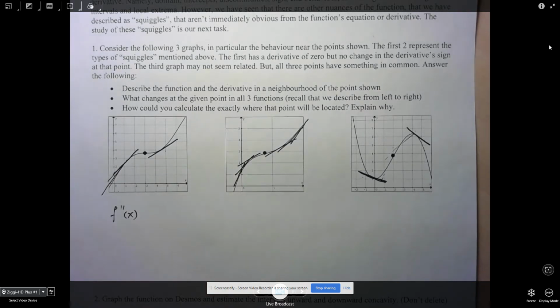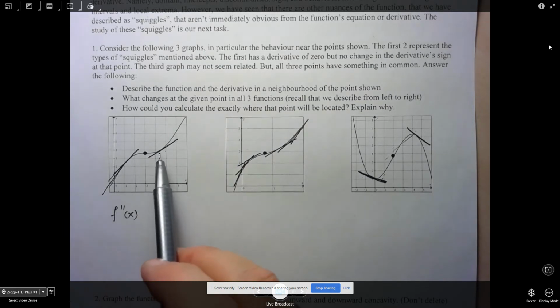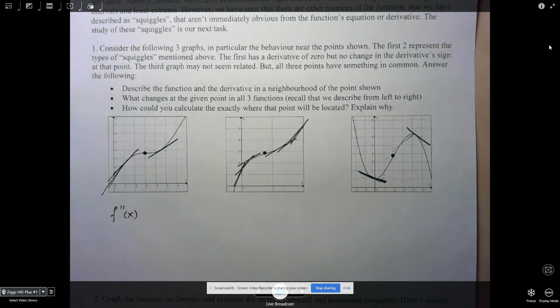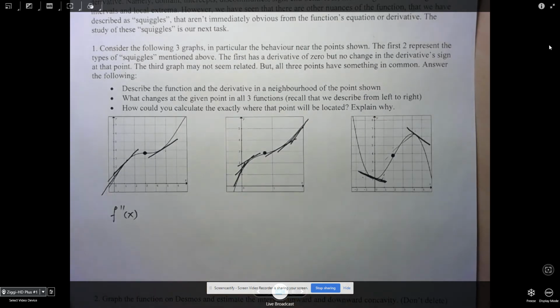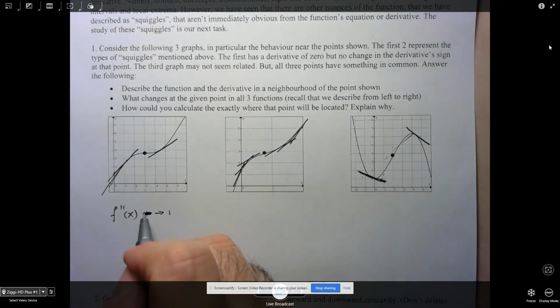Because we want to know when the derivative is increasing and decreasing, so we take its derivative to give us that information. Okay, so presumably, if the derivative has to go from decreasing to increasing, the second derivative is going to have to change sign. So in this case here, the second derivative is going to have to go from negative to positive.